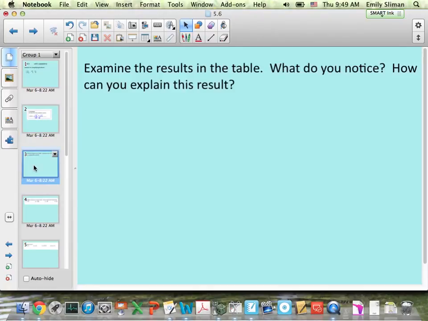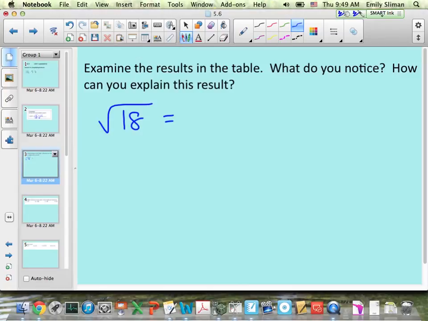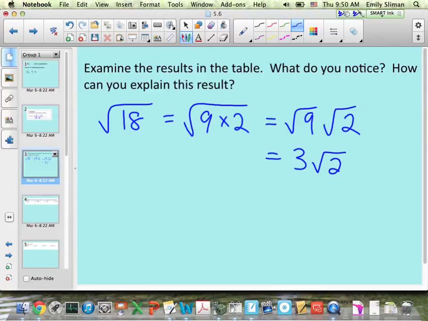What is 18? If I rewrite 18 as a product, how can I write it? 9 times 2. And based on the rule from above, root 9 times 2 is the same as what? Root 9, root 2. What is the square root of 9? 3. That's why 3 root 2 is the same as root 18.